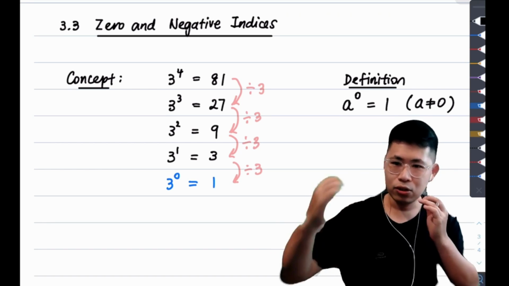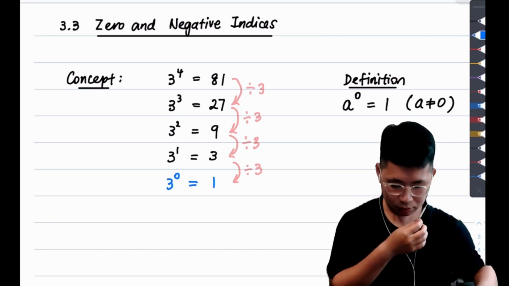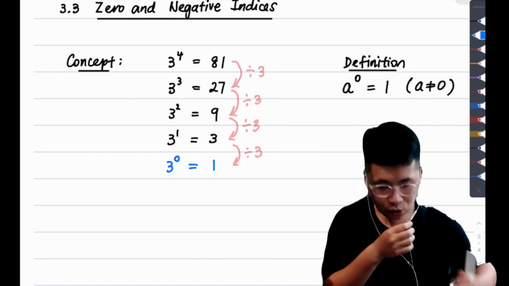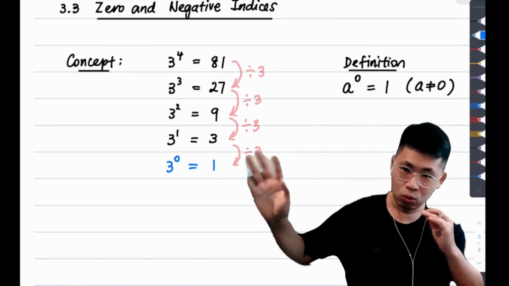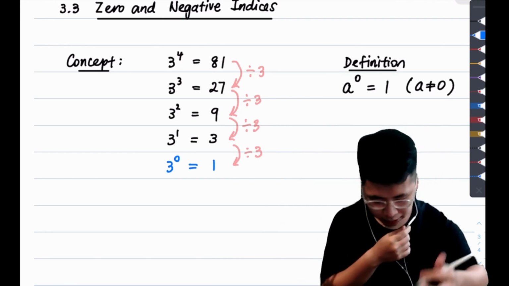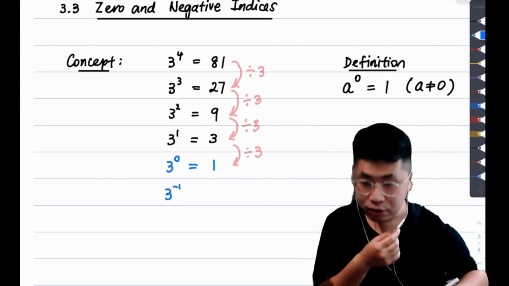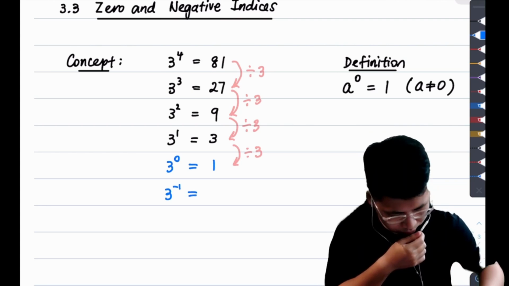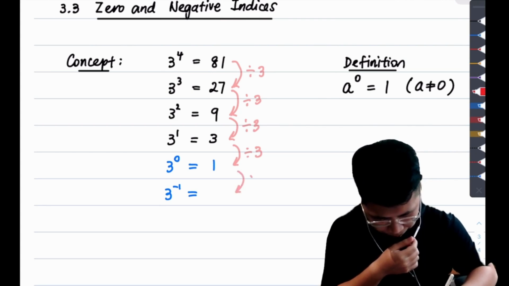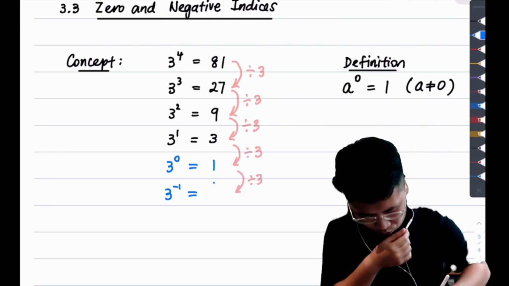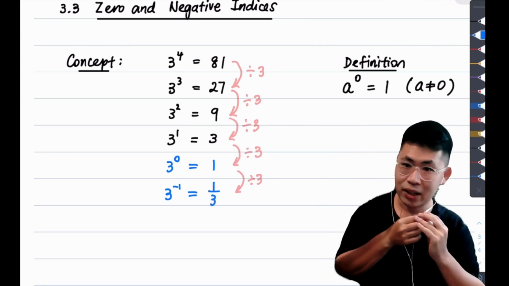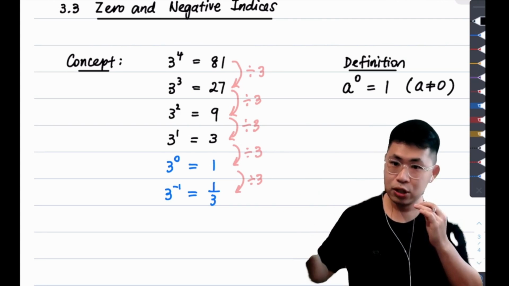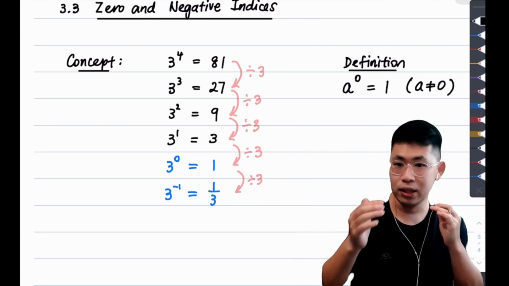Alright, so let's push one more step down. Power 4, power 3, power 2, power 1, power 0. The next one would be 3 to the power of negative 1. So what does this mean? As you can see, if we go down the trend and follow the pattern over here, 1 divided by 3 will give you 1/3. So over here we can say that 3 to the power of negative 1 is equal to 1 over 3.